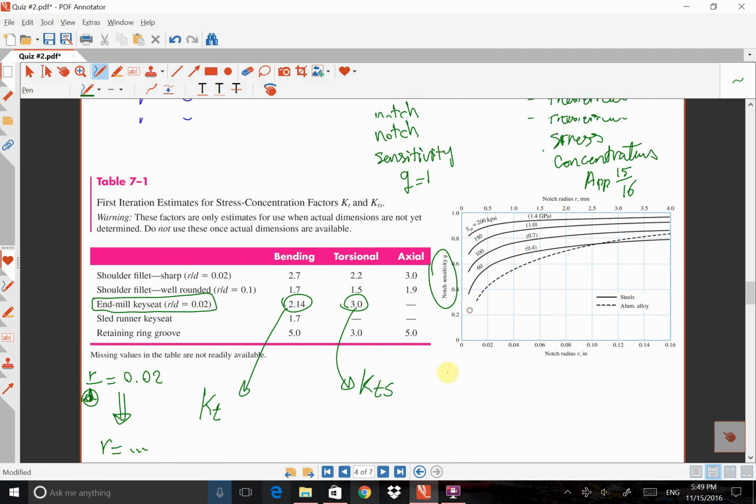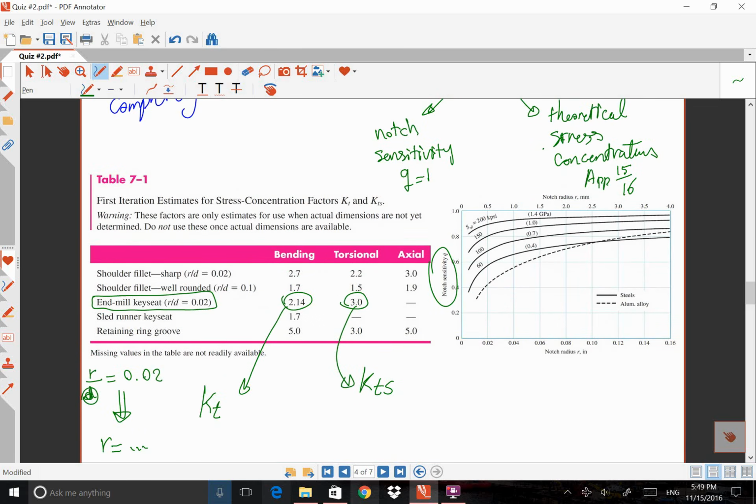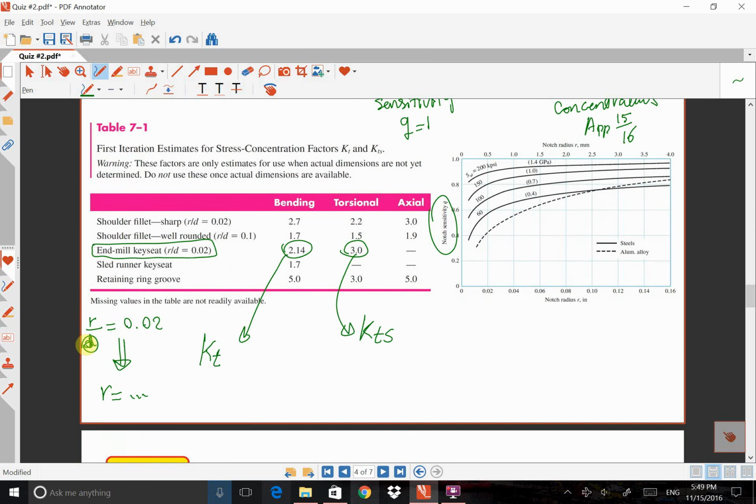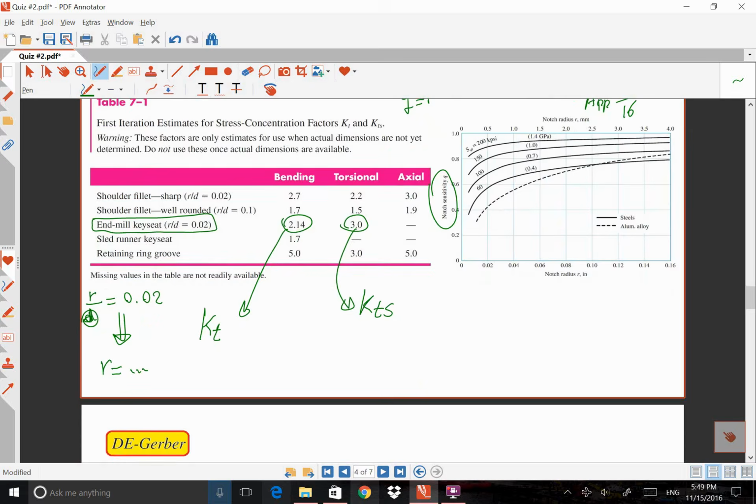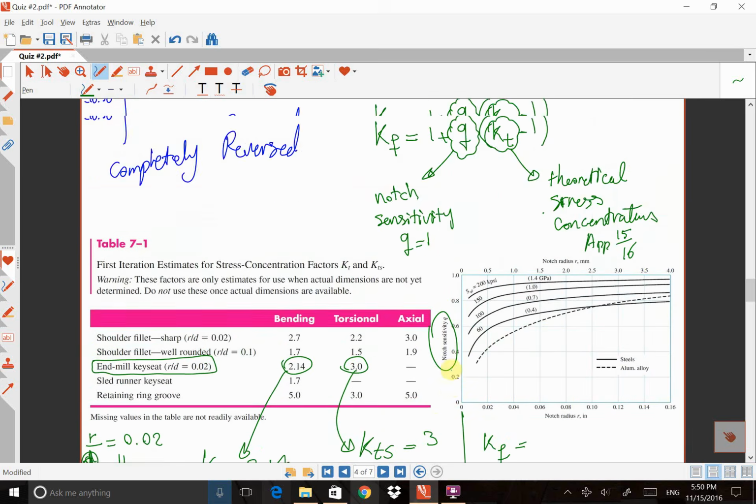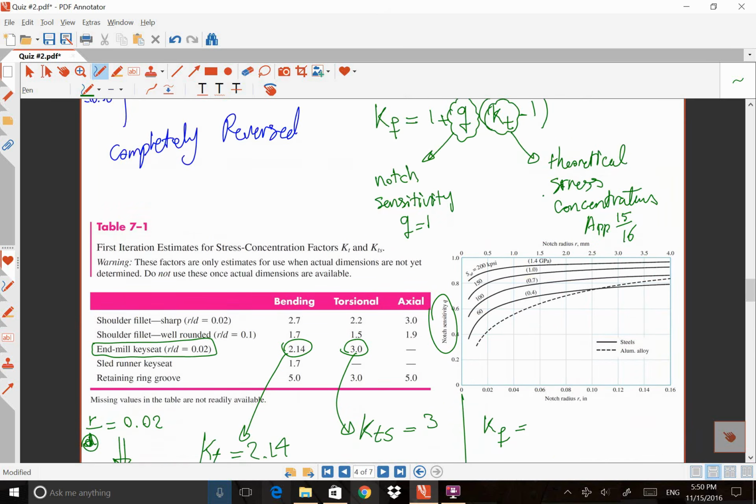But in this question, it made it easier for us, and it said that Q is 1. Plus, we don't know what D is. We are asked to find D. Okay, so KT here is 2.14 and KTS is 3. So I'm gonna find KF based on this equation here.